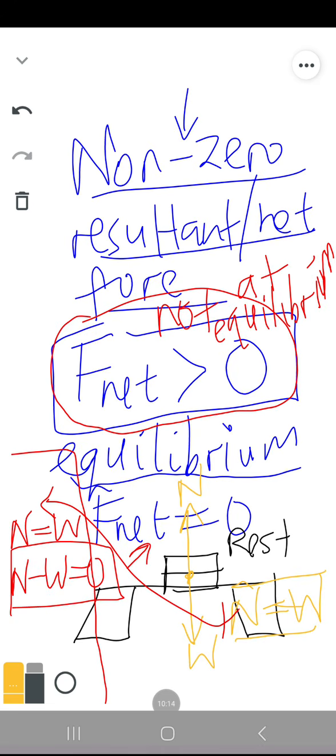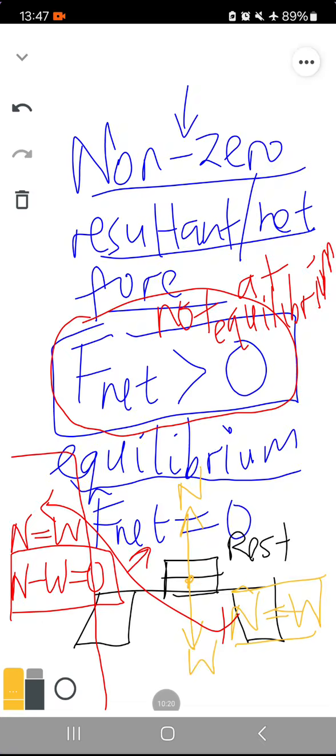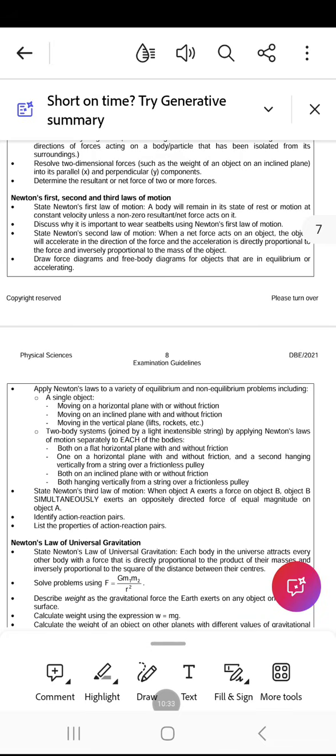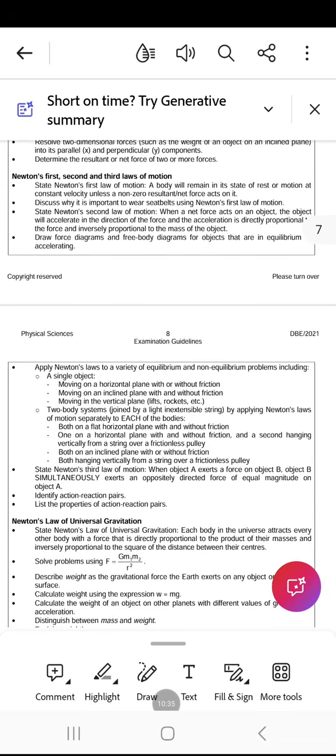So from Newton's first law, we can go to Newton's second. Oh, sorry. Let's read down. Let's read our examination guideline to see what the next step is. They're saying after the definition, we go to the second point: discuss why it is important to wear seat belts using Newton's first law of motion.